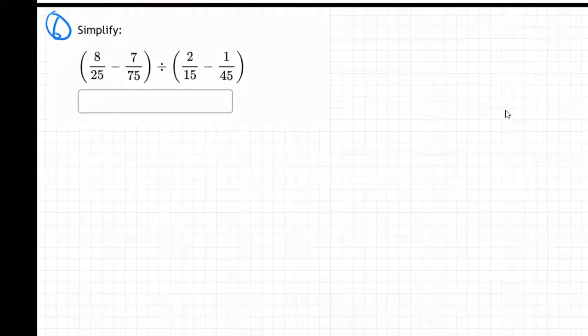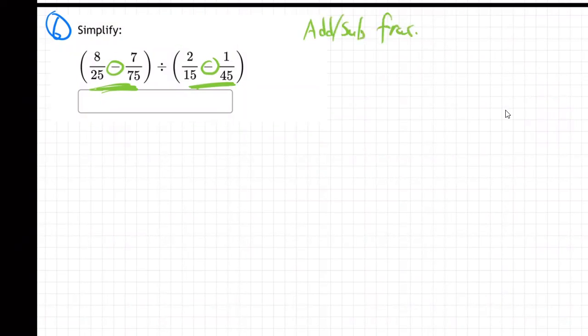Okay, so on this one, we have to do what's in the parentheses first because of PEMDAS, the order of operations, parentheses first. So now in the parentheses, this is a subtraction problem and this is a subtraction problem. So that means I've got to get a common denominator. Remember, whenever you're adding, subtracting fractions, we must make the denominators the same, common denominator.